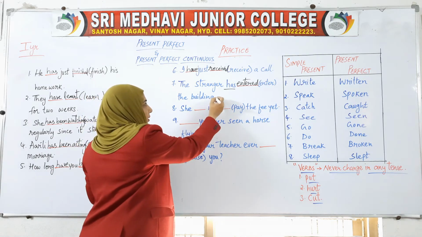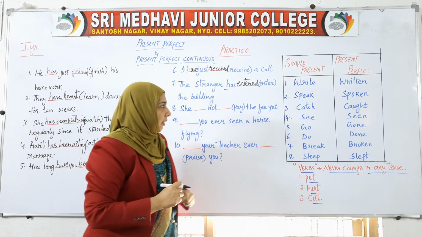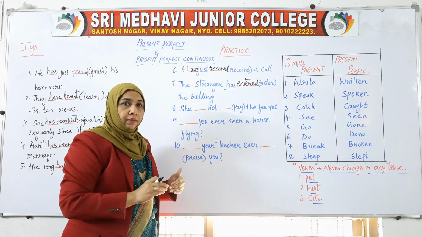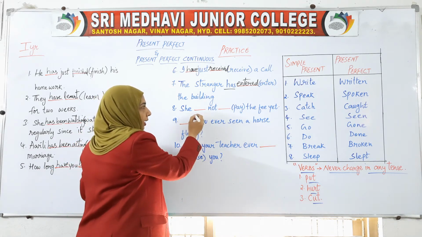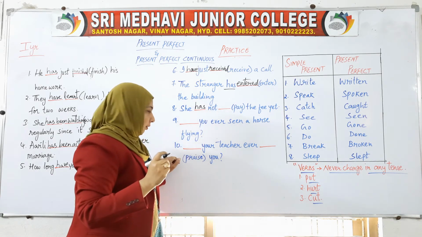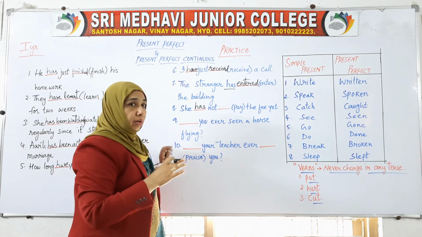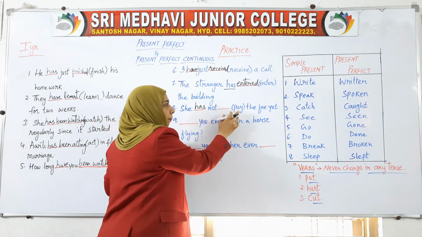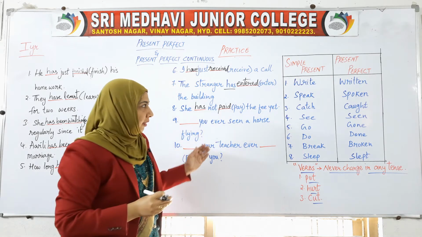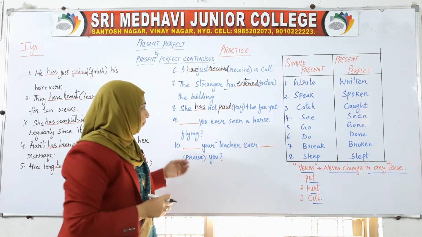Okay. Now next is: she dash not dash pay the fee yet. Till now not. So what, she has or have? It should be has. I hope a few of you are getting the verbs on the tip of your tongue when I'm asking you. She has not. Now the pay would get changed into paid. She has not paid the fee yet. That means still she has to pay.